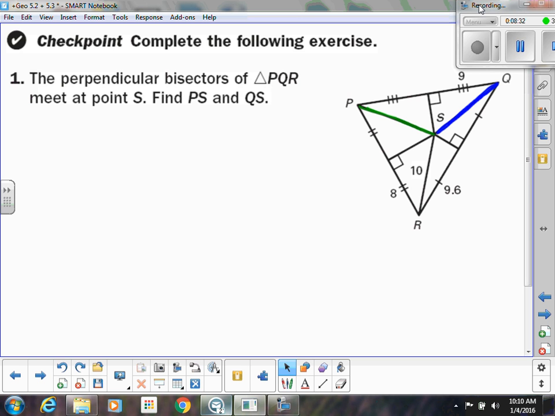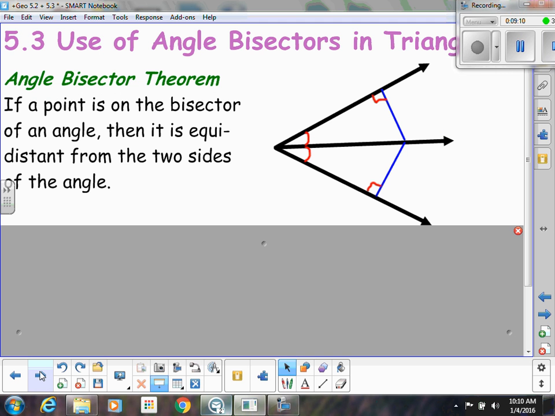at point S. So S is our circumcenter, which means that all of the lines to the vertices of the triangle, here are the vertices of the triangle, those should all be congruent. So this one, and this one should all be congruent. So all we have to do is figure out what is one of those in length. So SR is 10, so that means PS and QS both equal 10.